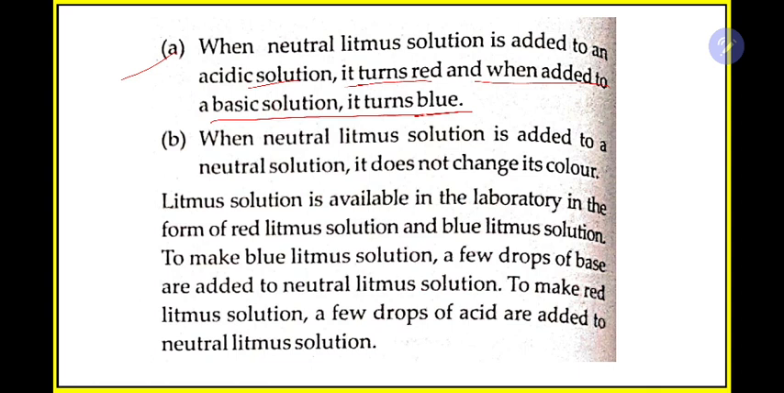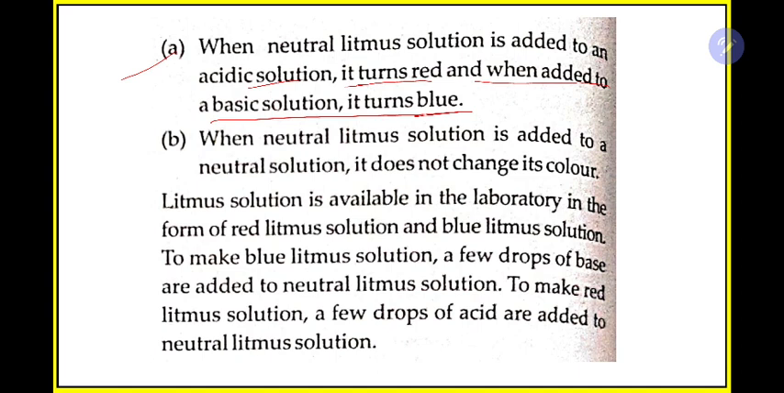So litmus is generally purple in color. If we add it to acidic, what will happen? It will become red in color. And if we add this into base, it will become blue in color. So from purple, if acid, it becomes red, and if base, it becomes blue. So it is giving two different colors for two things. If the color is red, we'll say it is an acid, or if the color is blue, we'll say it is a base. So based upon the color, we can differentiate between the two.